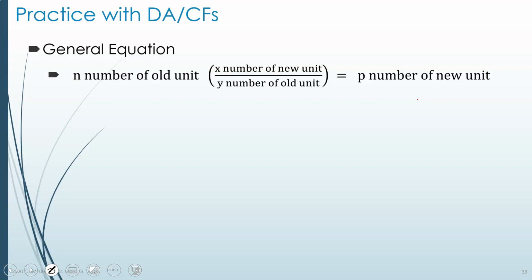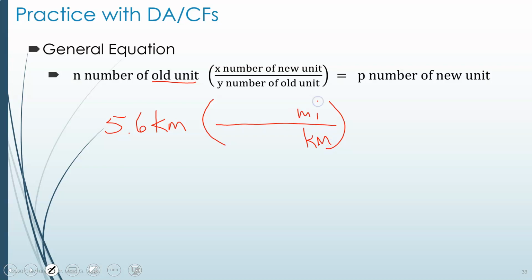If you start with your old unit over here, you want to build a conversion factor, and you want to put your units in first. So let's say we had an example where we wanted to convert 5.6 kilometers. I'm not going to go through the whole problem here, but we wanted to convert kilometers on the bottom to miles on the top.